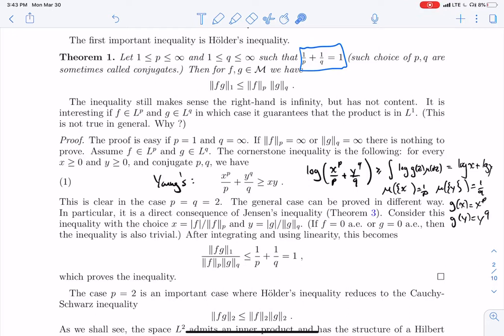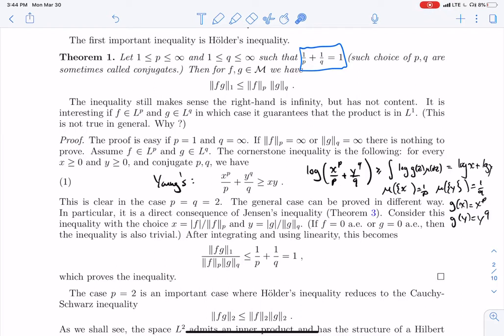Okay, so this proves that. Now, in the case where p is strictly bigger than 1 and strictly smaller than infinity, you can always assume that the norm of f is finite and the norm of g is finite, otherwise there's nothing to prove, there's no content.